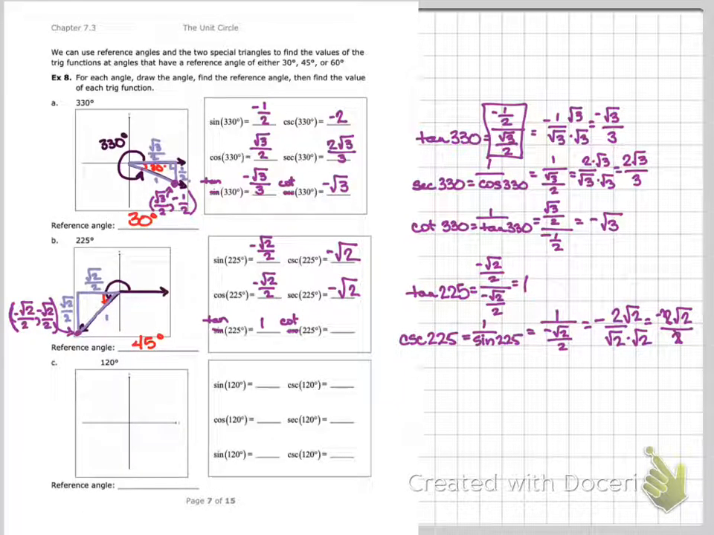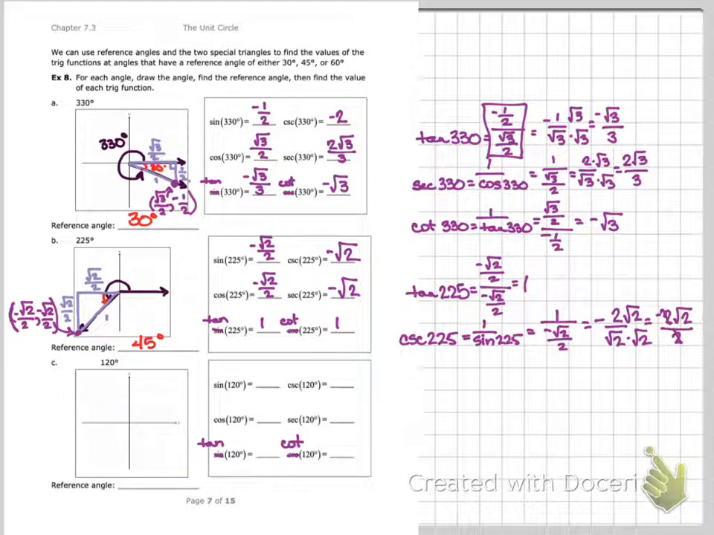Cotangent is 1 over the tangent. So 1 over 1, still positive 1. Okay. Notice something. Sine is negative in quadrant 3, so the cosecant is going to be negative. Cosine is negative in quadrant 3, so the secant is going to be negative. But the tangent is sine over cosine, negative over negative. That's going to be positive in quadrant 3.